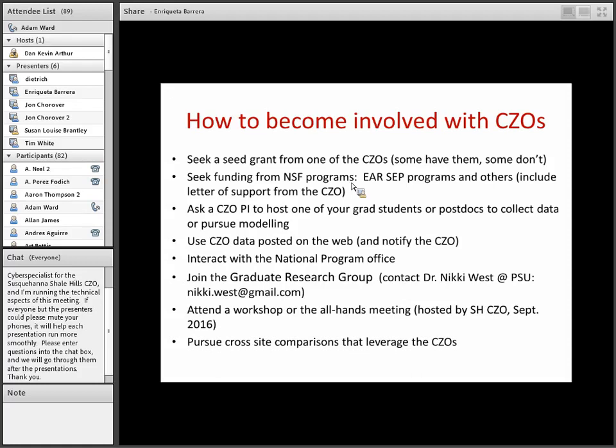In summary, there are multiple ways to become part of the CZO program. And please let the PIs or the national office know how you would like to be involved.